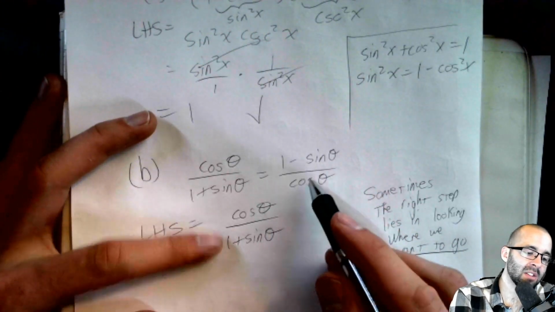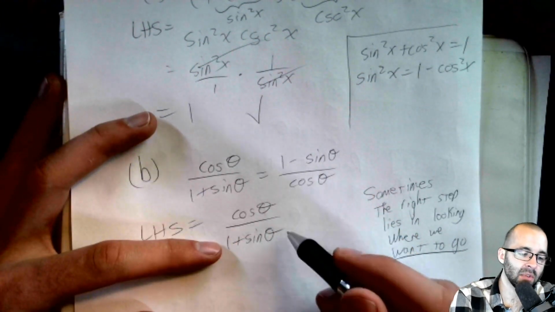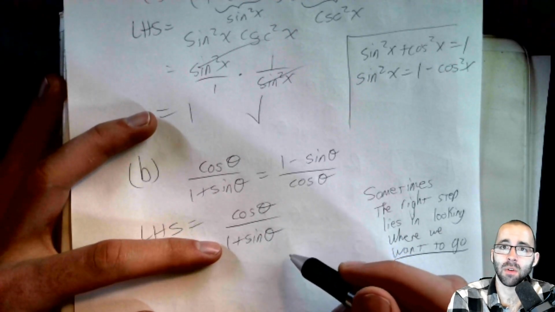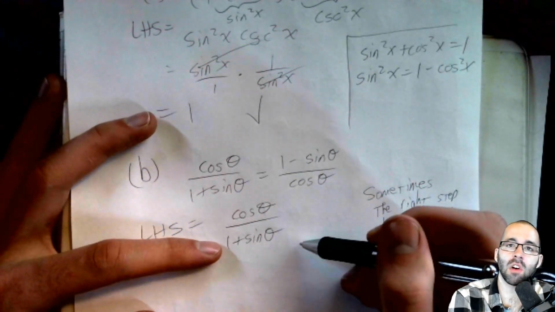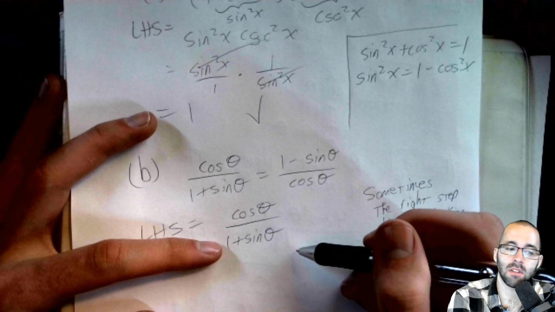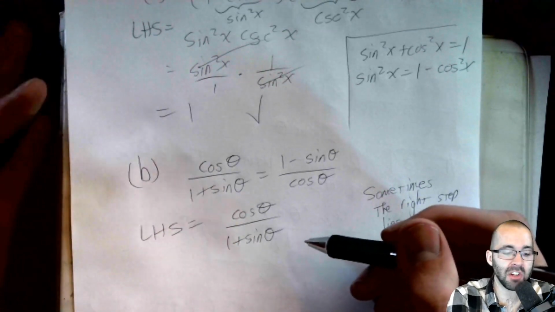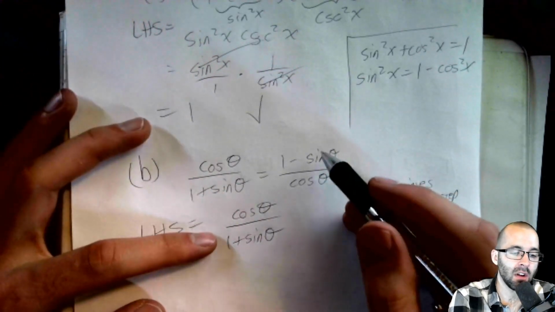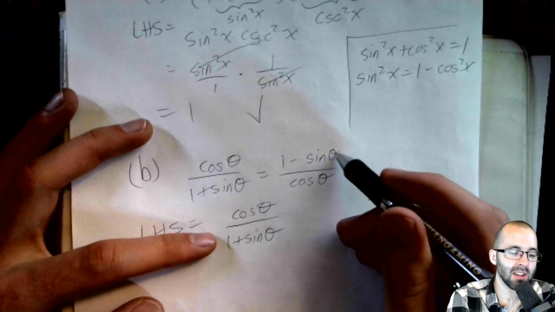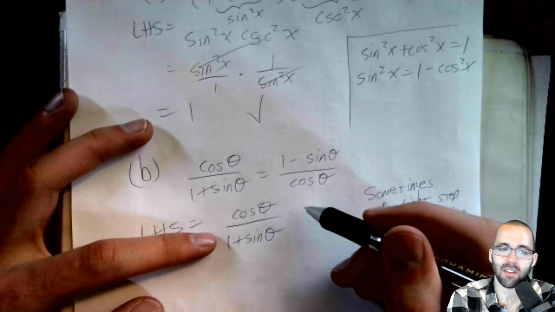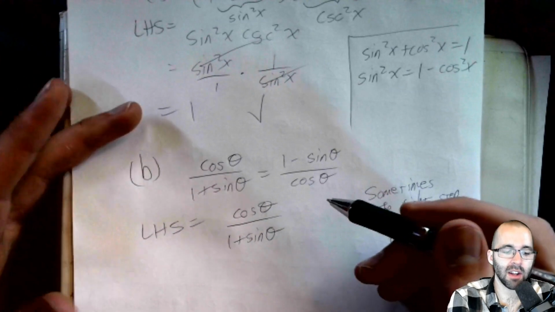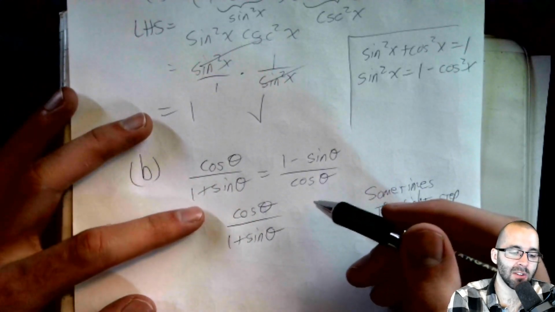One way of getting there would be to say, okay, we need a cosine in the bottom. Let's put a cosine in the bottom. Multiply by cosine over cosine and see what that does. That'd be one strategy, and that'll get you to the right answer. We could say, well, we need a 1 minus sine on the top. Let's put a 1 minus sine on the top. And again, that'll also get you to the right answer.